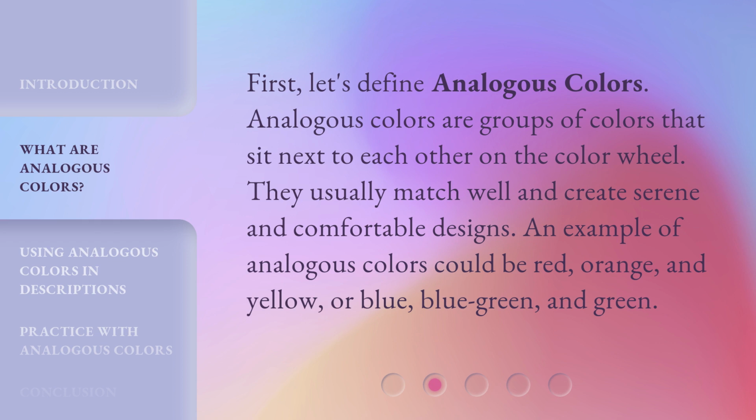First, let's define analogous colors. Analogous colors are groups of colors that sit next to each other on the color wheel. They usually match well and create serene and comfortable designs. An example of analogous colors could be red, orange, and yellow, or blue, blue-green, and green.